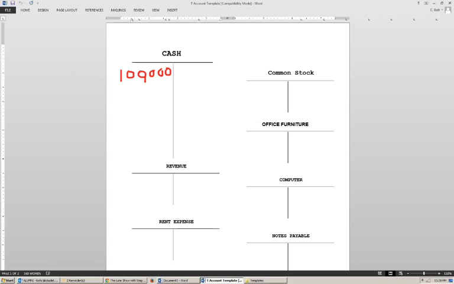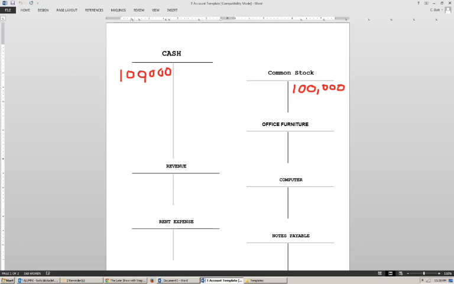in exchange for common stock. So we will put that $100,000 into the bank account. The bank account is called cash. Cash is an asset increased with a debit. Common stock is part of stockholders' equity. It is increased with a credit.